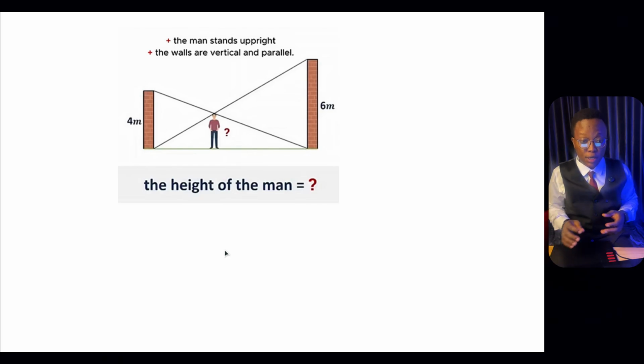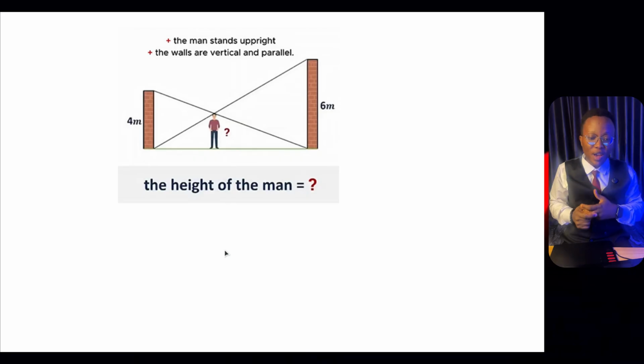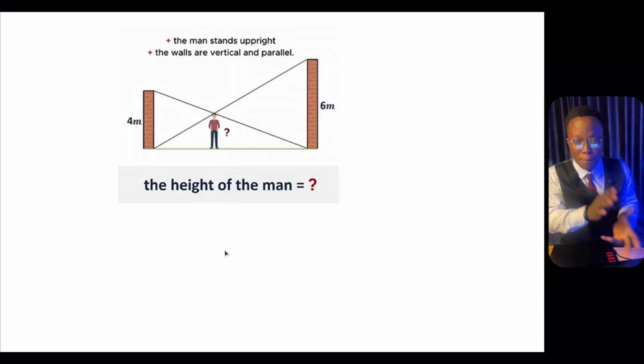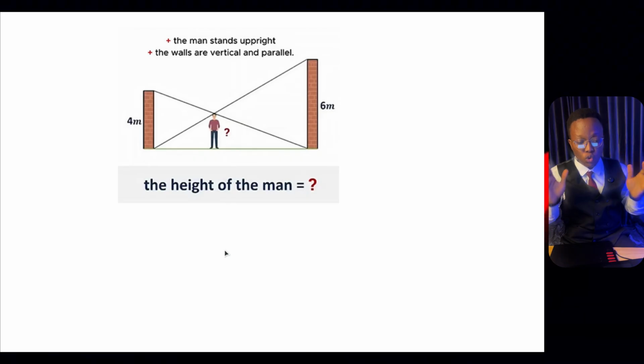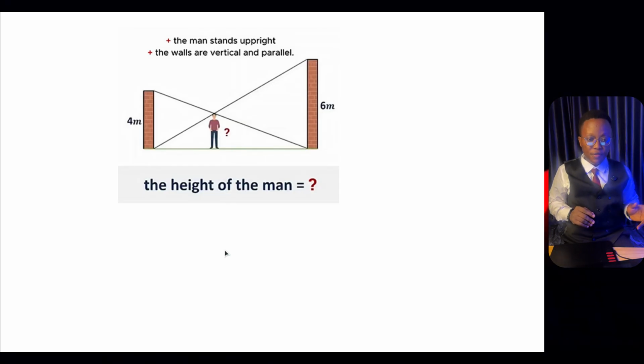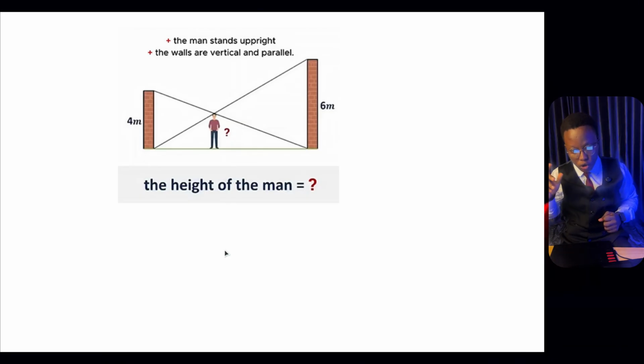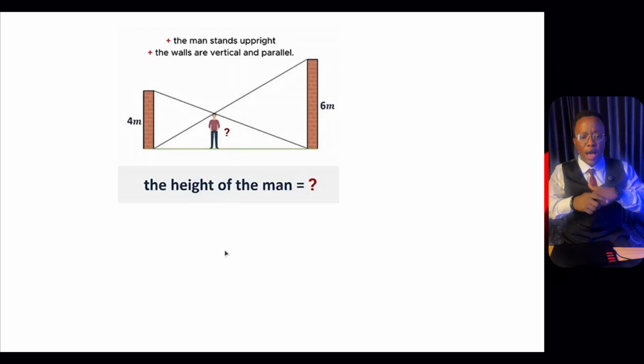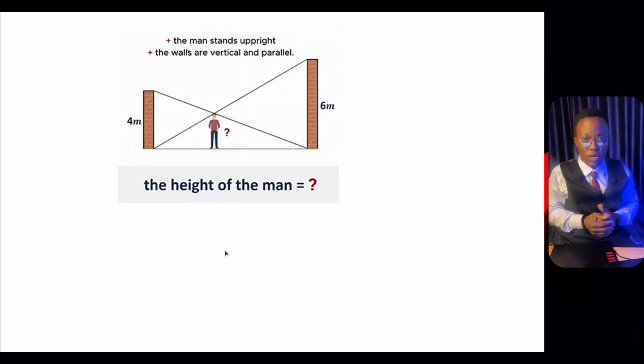In today's class, we're going to see how to solve this question. We want to find the height of this man standing between two walls. The wall on our left is 4 meters tall, the wall on our right is 6 meters tall. How do we go about solving a question like this?